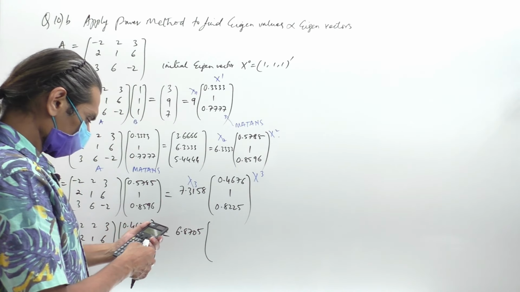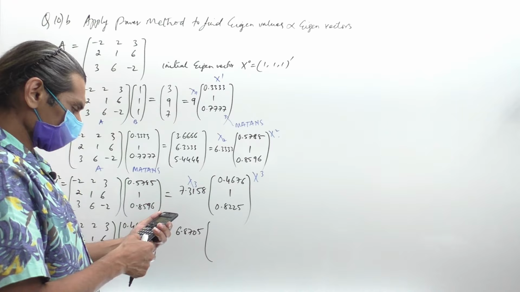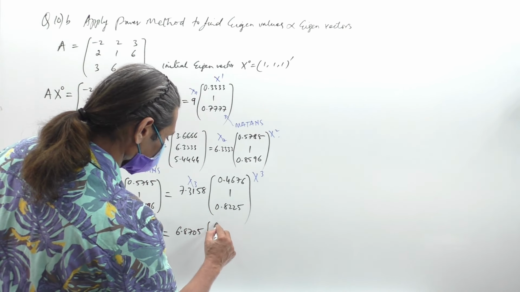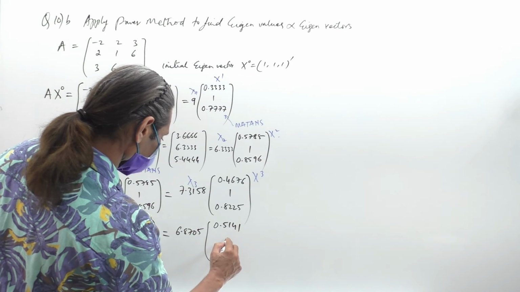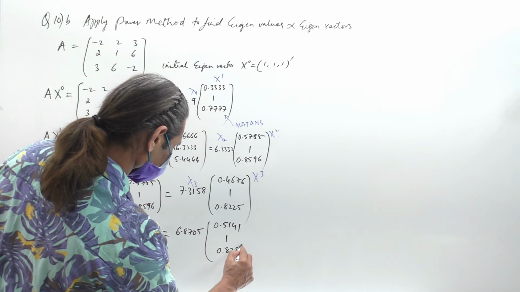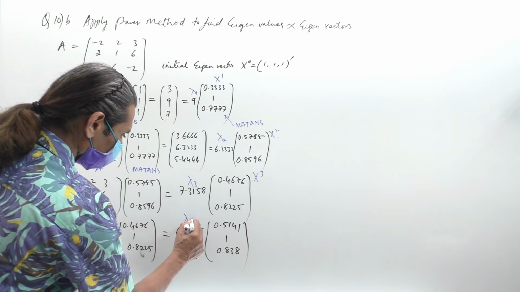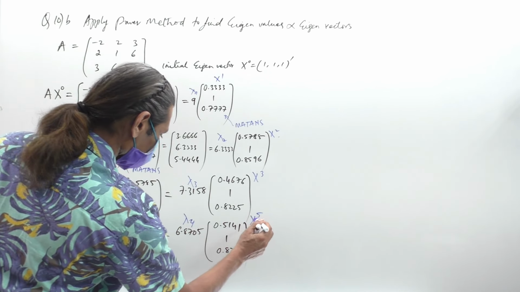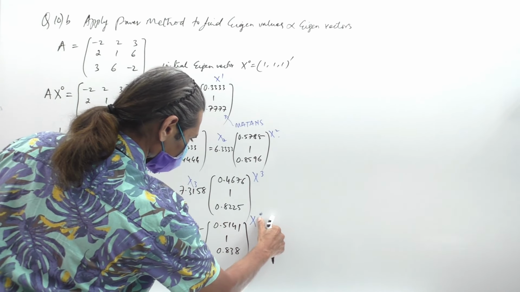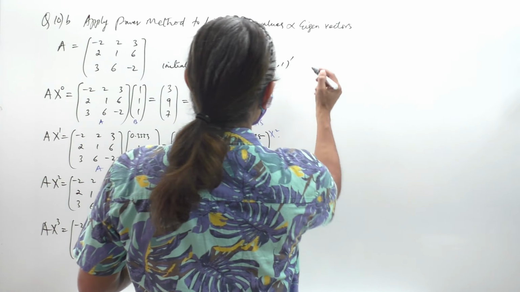So divide by 6.8705. 6.8705 is equal to 0.5141, 1, 0.838. Okay, so this becomes my new eigenvalue lambda 4, and this is the new eigenvector x4. Now the next step is again A into x4.